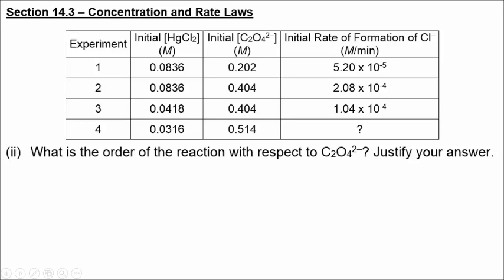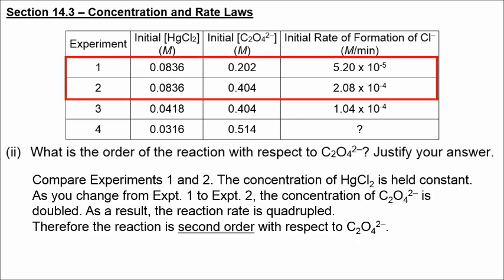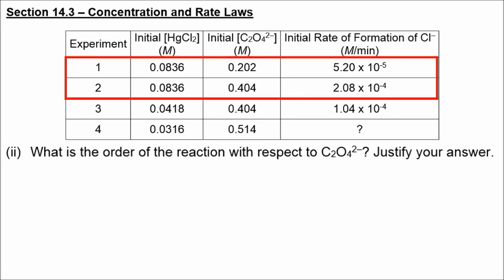So now that we know the order with respect to mercury chloride, let's talk about the order with respect to the oxalate, the C2O4 2-. Let's find a set of experiments where they held mercury chloride constant and only changed the concentration of oxalate. So comparing experiments 1 and 2, the concentration of mercury chloride is held constant, and as you go from experiment 1 to experiment 2, the concentration of oxalate is doubled. As a result, the reaction rate is actually quadrupled. It's multiplied by 4. So therefore, the reaction is second order with respect to oxalate.